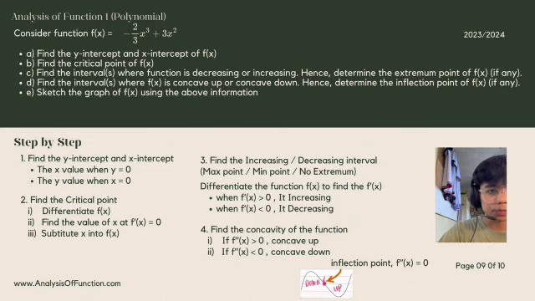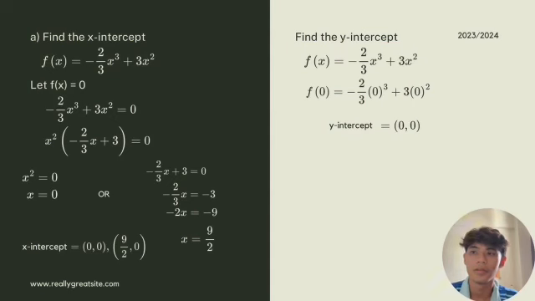So below that we have a step-by-step on how to solve the questions. For question A, we need to find the x-intercept. First of all, we take the equation f of x equal to negative 2 over 3 x cubed plus 3x squared, and then we let f of x equal to 0. After that, we factorize, which is x squared times negative 2 over 3 x plus 3 equal to 0. Then we get x equal to 0 and x equal to 9 over 2. So the x-intercepts are (0, 0) and (9/2, 0).